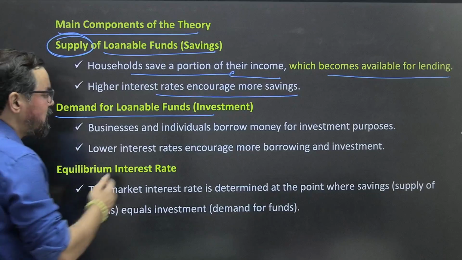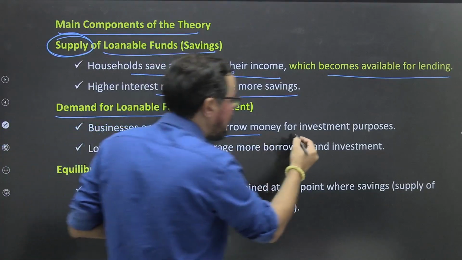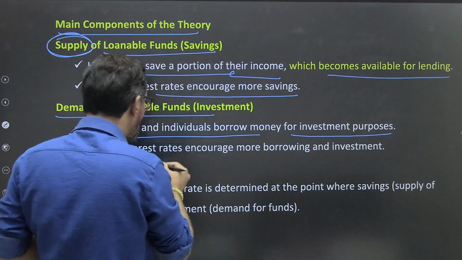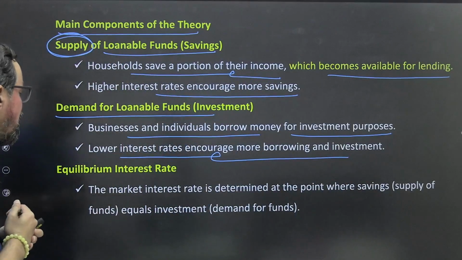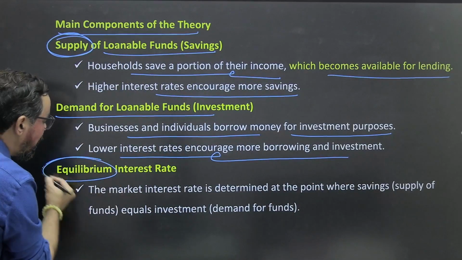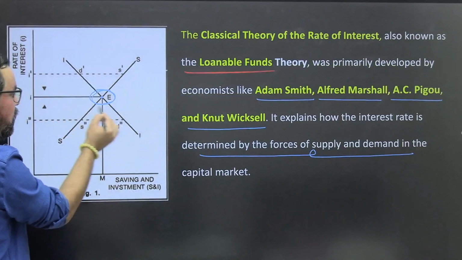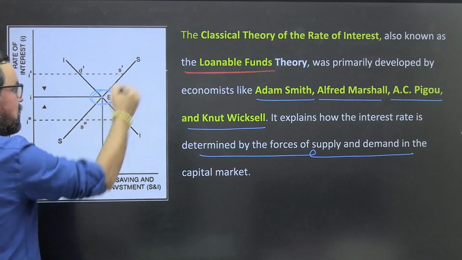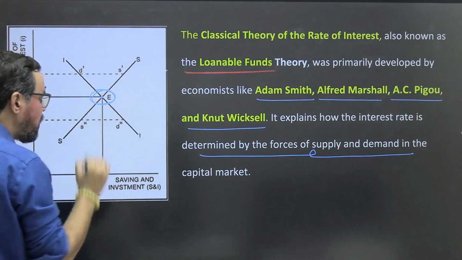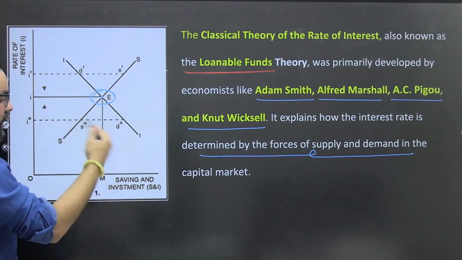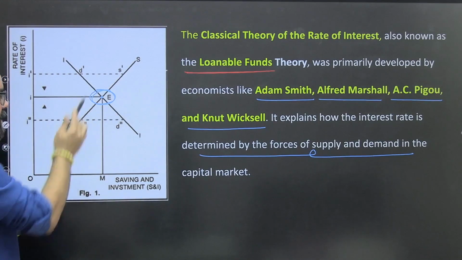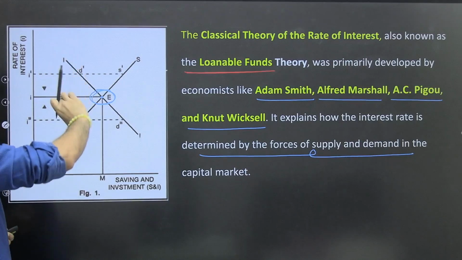Okay? So businesses and individuals borrow money for investment purposes. Lower interest rates encourage more borrowing and investment. So now we form the equilibrium. This is the equilibrium point where we are following. This is the supply one and this is the borrowing one. So if it is overvalued or undervalued, the market will adjust that particular one. This thing we have already understood with our demand and supply.